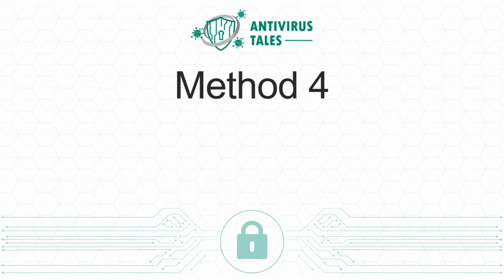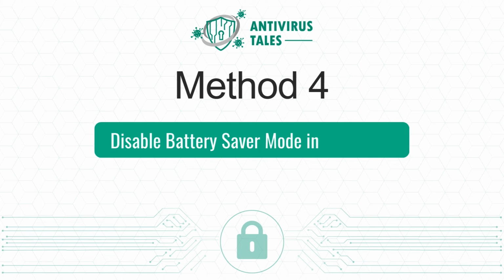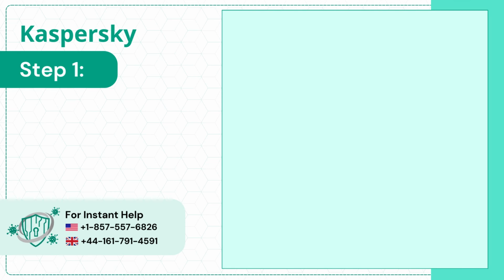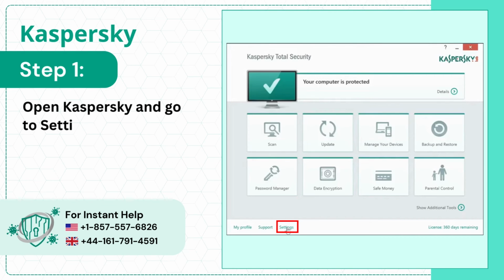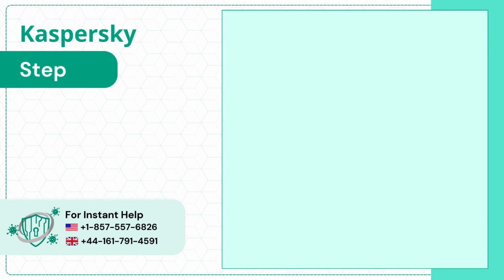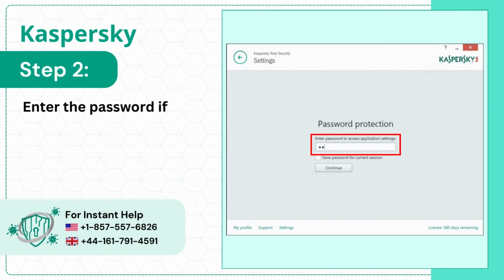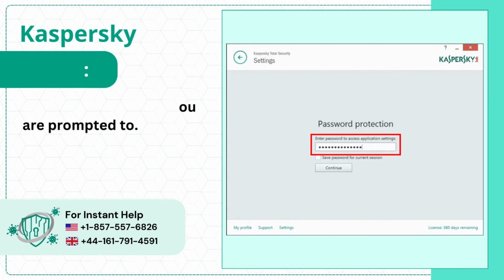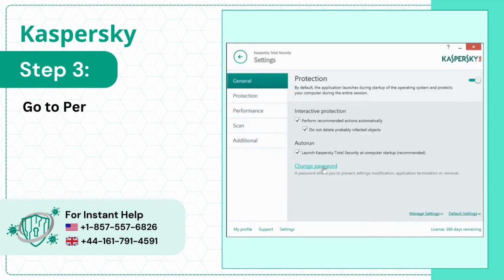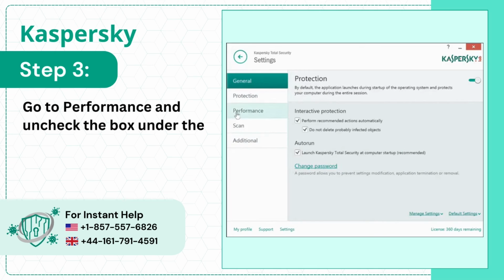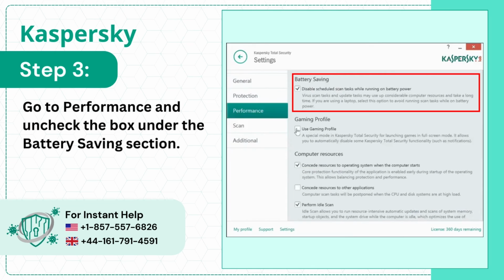Method 4. Disable battery saver mode in Kaspersky. Step 1. Open Kaspersky and go to Settings on the bottom left side of the screen. Step 2. Enter the password if you are prompted to. Step 3. Go to Performance and uncheck the box under the battery saving section.